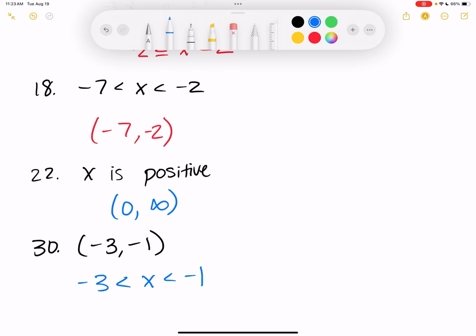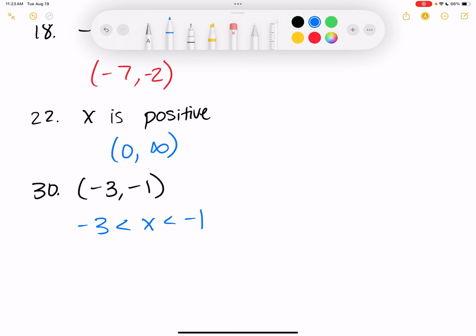Then they want to know what my endpoints are. The endpoints are basically whatever's in your parentheses. It's going to be those numbers. Now, if infinity is in there, infinity is not an endpoint, because technically there's no end to infinity. So you'd only include whatever the first one is. But in this case, my endpoints are going to be -3 and -1.